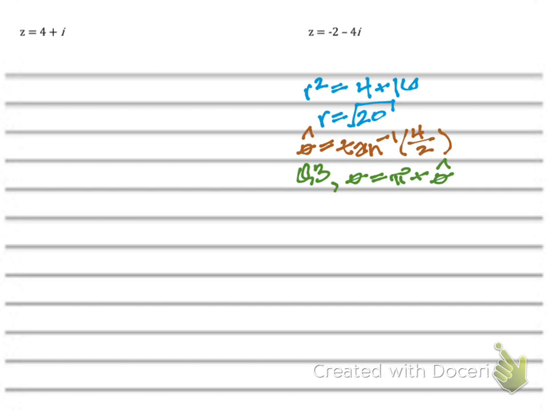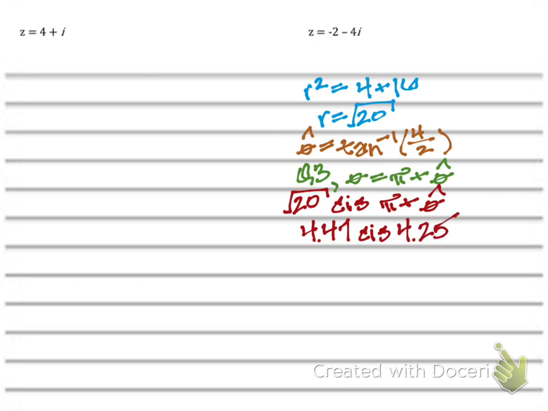So I could write it, if you want to write it out the first time without the decimals, it would be the square root of 20 cis pi plus theta hat. The square root of 20 is 4.47. Cis pi plus the inverse tangent of 2, 4.25. Any questions? Good, right?